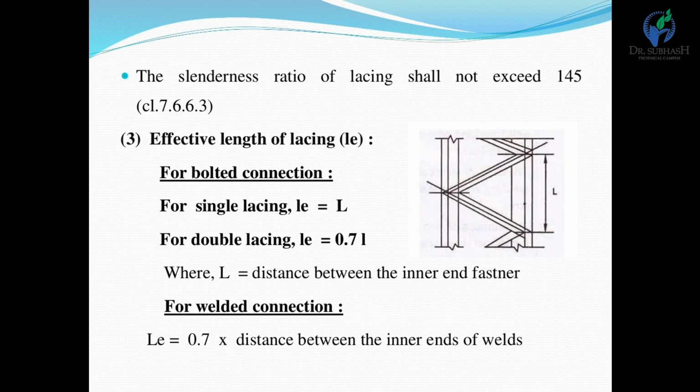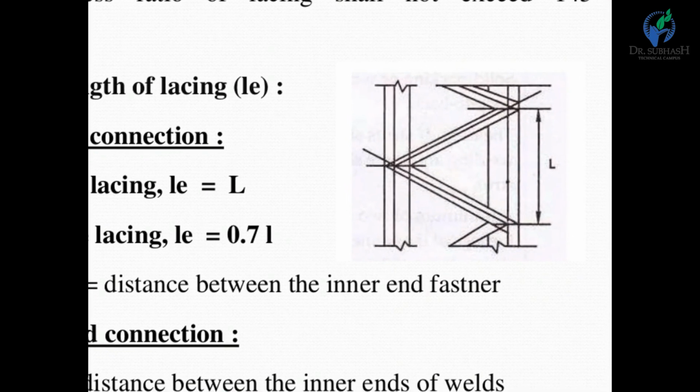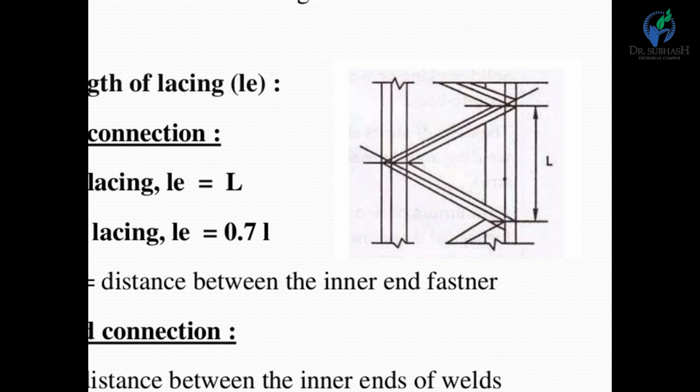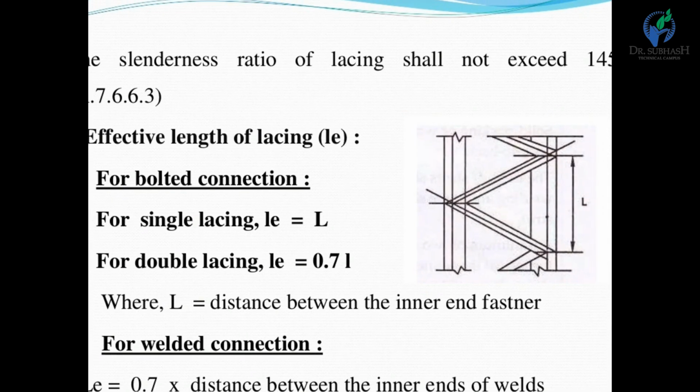Next, the slenderness ratio of lacing shall not exceed 145, meaning 145. It is also given in clause number 7.6.6.3. So these are the three criteria for slenderness ratio. Next one will be the effective length of lacing. First, the effective length of lacing is denoted by LE. You can see the figure of L. The length between the two lacing center-to-center fasteners is denoted by L.